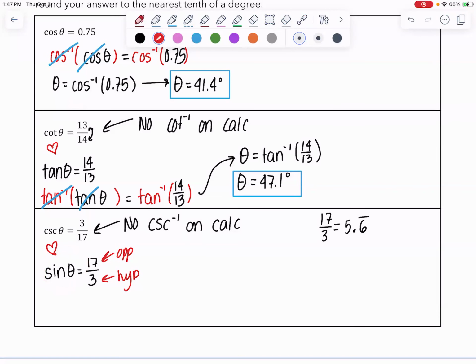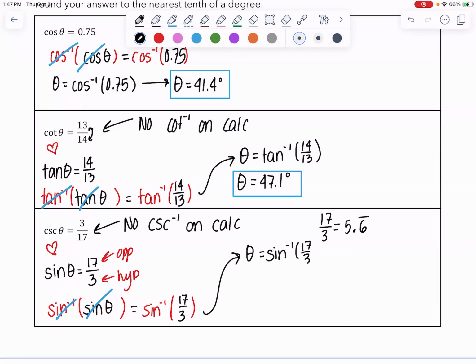So let's say we didn't notice it and we went about our business, sine inverse on both sides. Sine inverse of sine theta is equal to sine inverse of 17 over 3. Cancel, cancel. You'll get theta is equal to sine inverse of 17 over 3. When you go to plug this into your calculator, you're going to get a math error.